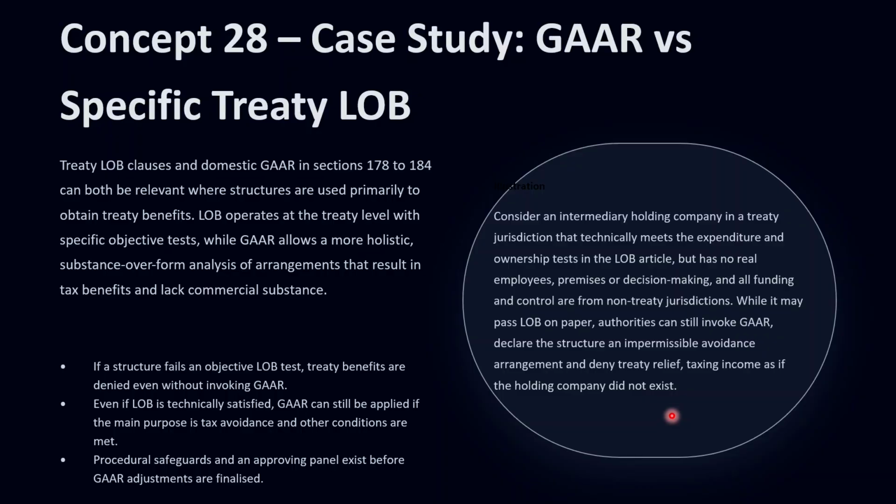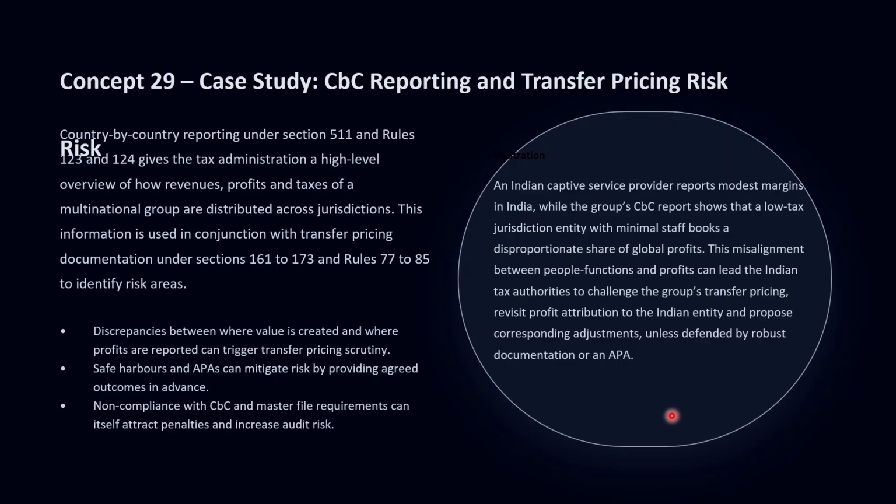So let's move to our next concept. Now guys, here let's try to link the country by country reporting to the transfer pricing risk assessments. So section 511 in chapter 16, together with rule 123 and 124, requires certain multinational groups, with consolidated revenue above a prescribed threshold, to furnish a country by country report and the related information.